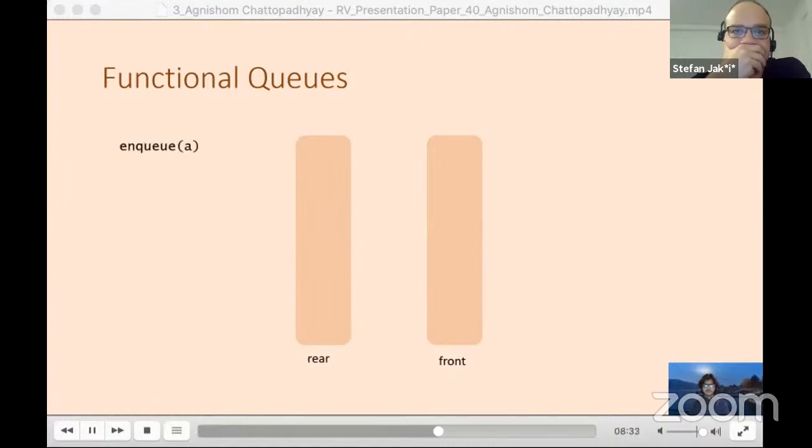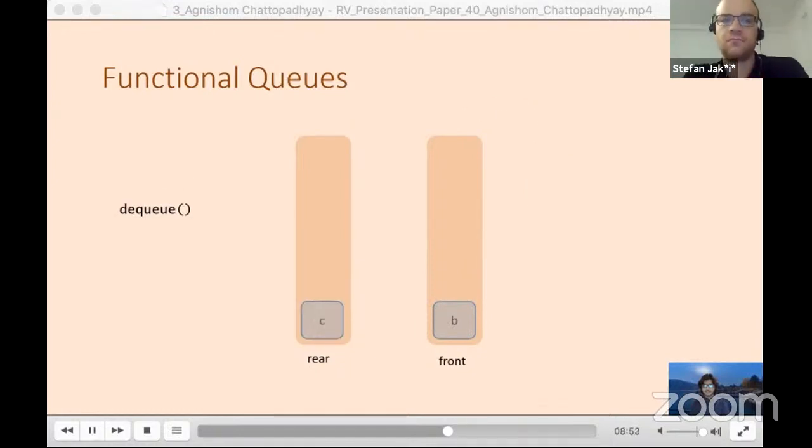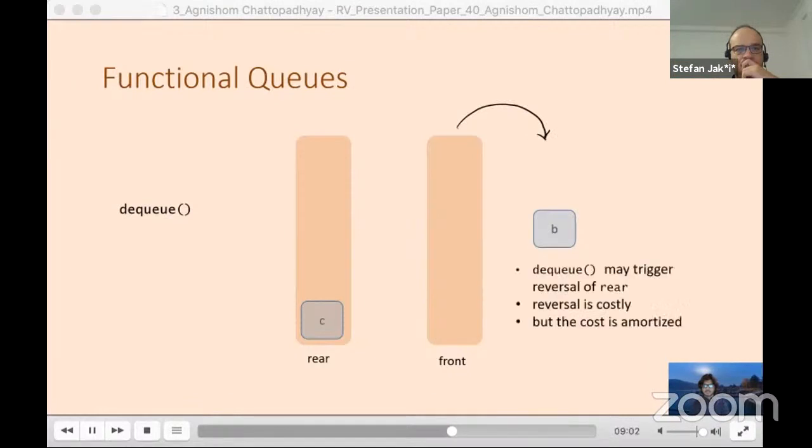Suppose we wish to enqueue the element A. Enqueues are always done by pushing to the rear stack. Dequeues must happen from the front stack. The front stack is empty right now, so we shall reverse the contents of the rear stack and place them in the front stack. And now elements from the front stack can be removed directly. If we need to dequeue again, we do not need to reverse the rear stack again until the front stack is empty. In summary, dequeue may trigger reversal of rear, which takes time proportional to the number of elements in rear. However, the cost is amortized, and on average, it is only O of 1 time per element.